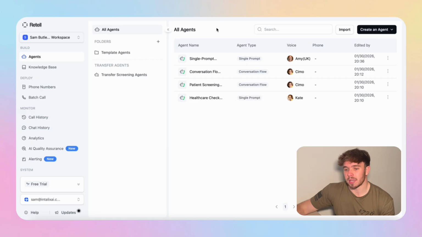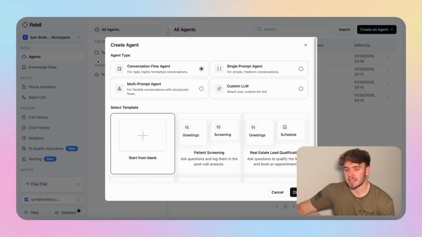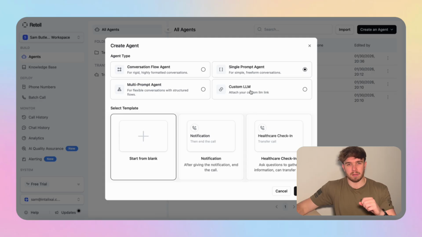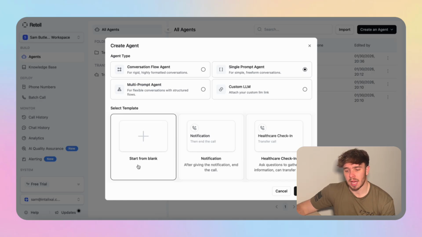Essentially, what you want to do is go to this page here, which is going to have all your agents. I think there's 2 that's added essentially when you first log in. And what you want to do is create an agent. So go over to the top right, click on voice agent, and you'll be presented with this sort of dashboard here. You've got a conversational flow agent, which is for rigid, highly formatted conversations, or you want a single prompt. And that's what we're going to do here. Essentially, we're going to just give it one big prompt, which is going to tell it everything that it's going to need to do, and essentially give it one conversion, which is book appointments. And we're going to start from blank, and we're just going to show you how you can do this from scratch.